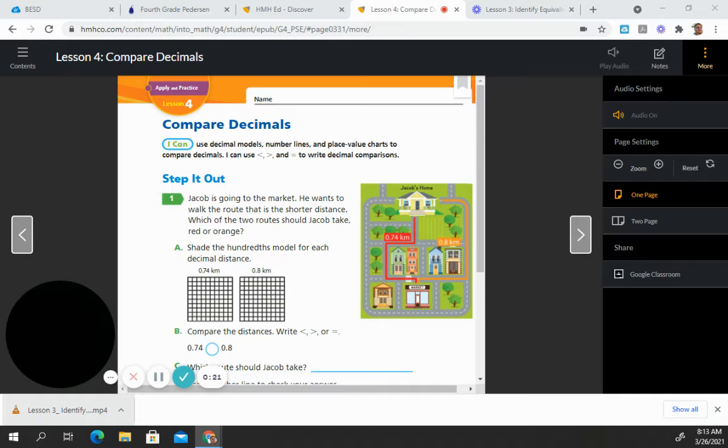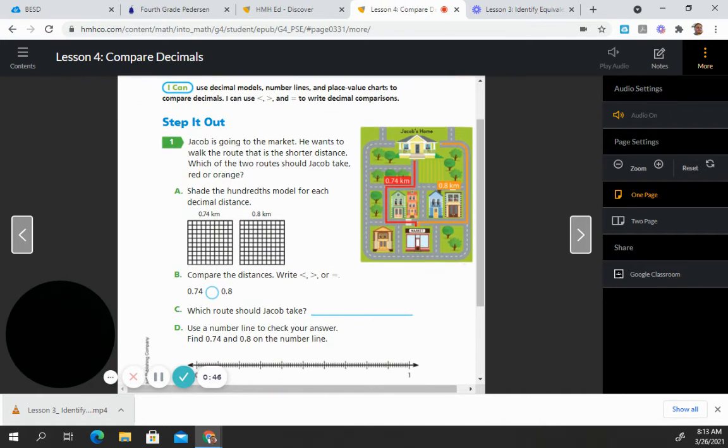So we get ones, and then the next column is tenths, which is bigger or smaller, and then the next column is hundredths, which is even smaller. Okay. Jacob is going to the market. He wants to walk the route that is the shorter distance. Which of these two routes should Jacob take? Red or orange? Shade the hundredths model for each decimal distance.